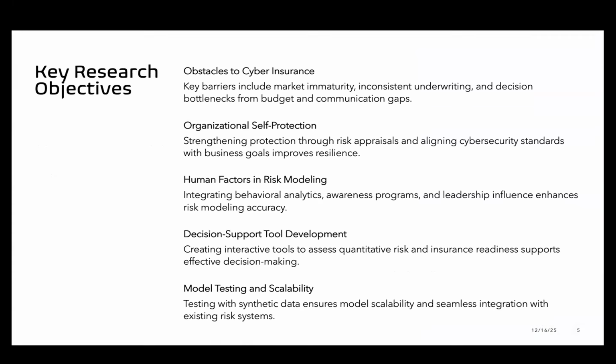People do not focus on cyber or information risk. They focus more on the business risk, so translation of a cyber risk to a business risk is important. Other barriers are inconsistent underwriting, for which we took multiple examples, and decision bottlenecks from budget and communication gaps. Organizational self-protection is about strengthening the protection of the organization through risk appraisal. Risk is more of a hypothetical event. Normally, in the case of cyber, it's always negative.